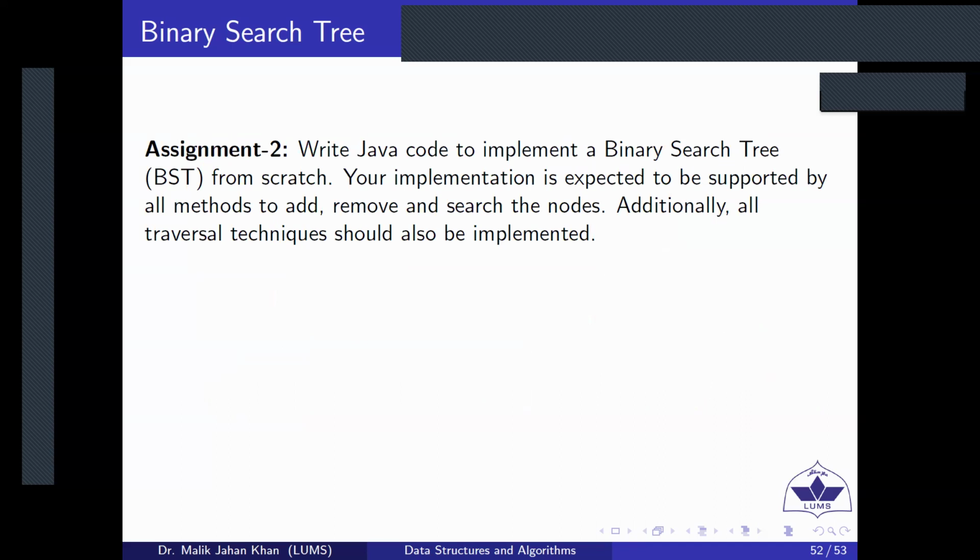Okay, the last thing which I wanted to share with you is that assignment 2 is going to be uploaded soon. So the idea of assignment 2 is that you will have to write a Java program to implement binary search tree from scratch. So you'll have to implement the node class and then a BST class. So your implementation is expected to be supported by all methods to add, remove, and search the nodes. And you will also be required to implement all these 4 traversal techniques whose algorithms we have just studied. So I just want you to get into the depth of all these things in terms of code as well. So it is strongly recommended that you do individual work.